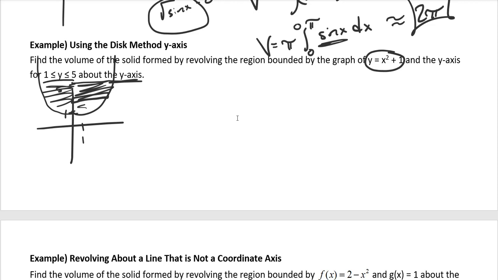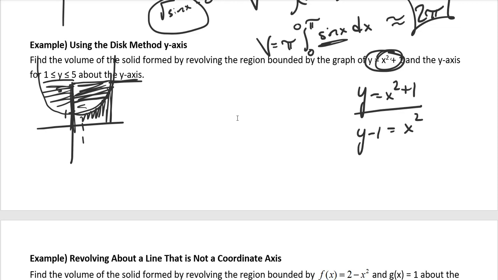And so in this case, again, we want to find the radius, but the radius is the graph minus the axis of revolution, which is 0. So the radius is just x squared plus 1. But this is y equals x squared plus 1. This would be great if we were finding the area down here. But we're not, so we've got to convert this. So I say, okay, y minus 1 equals x squared, and thus the square root of y minus 1 is equal to x. So that's the function.